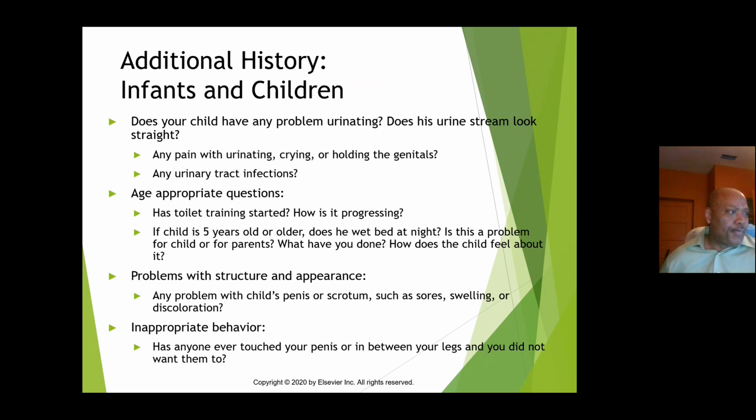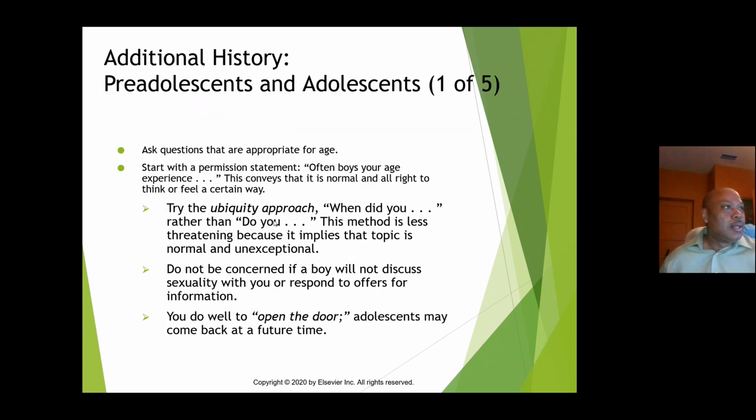So make sure you take a look at these questions and any related rationales to each one. All right, and the next slide is for pre-adolescents as well as adults.